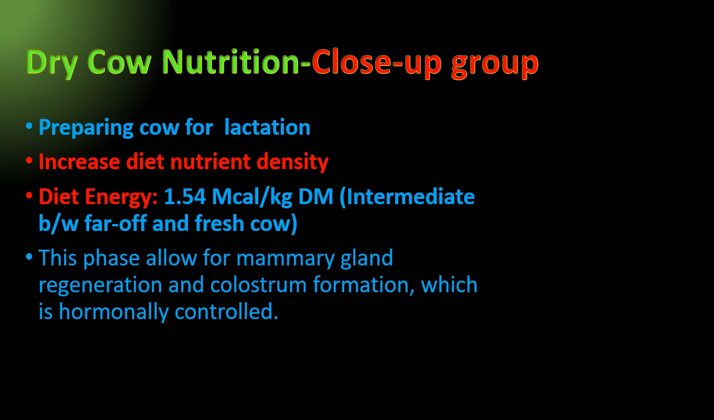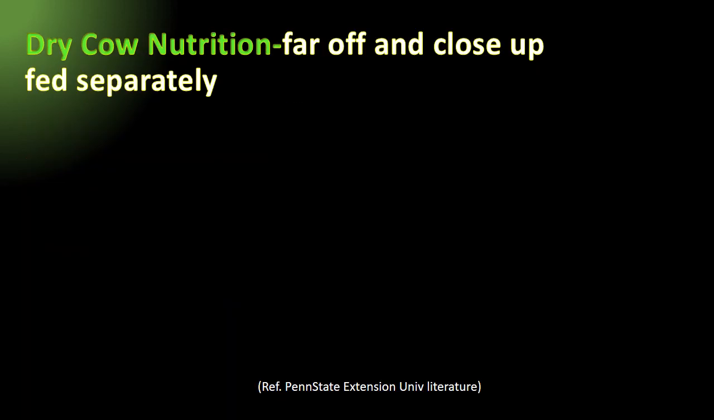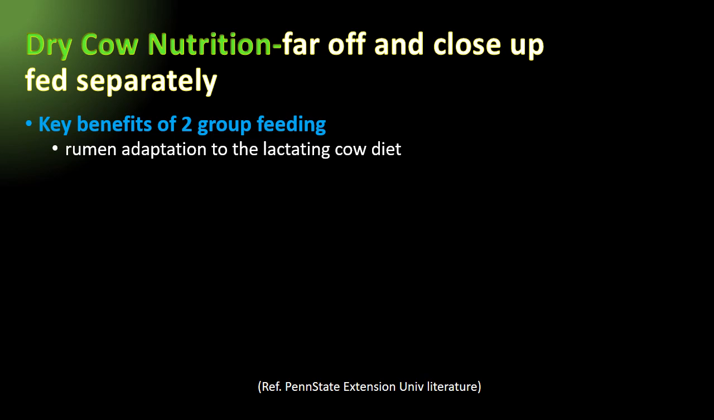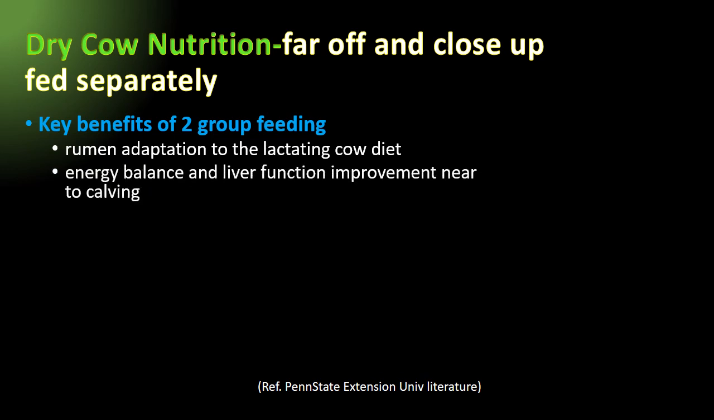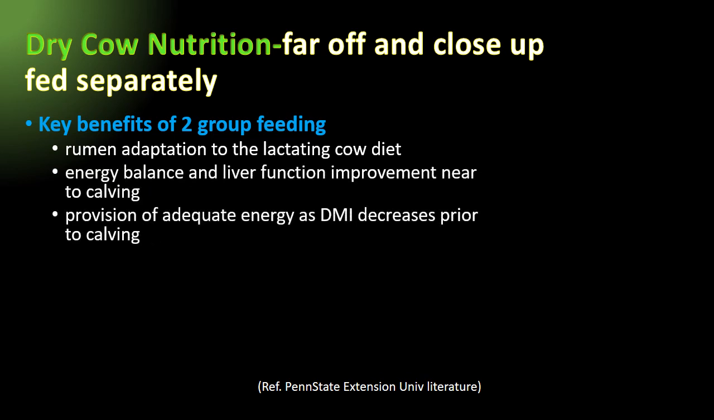Here are the advantages of having these two groups, where we divided the dry period into far off and close up groups. Because these two groups are fed separately, that results in the following benefits: rumen adaptation to the lactating cow diet, energy balance and liver function improvement near to calving, and provision of adequate energy as dry matter intake decreases prior to calving.